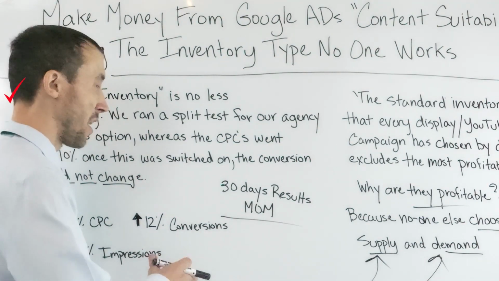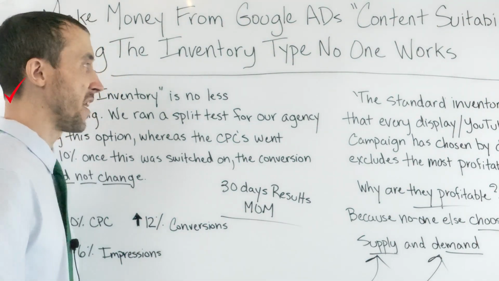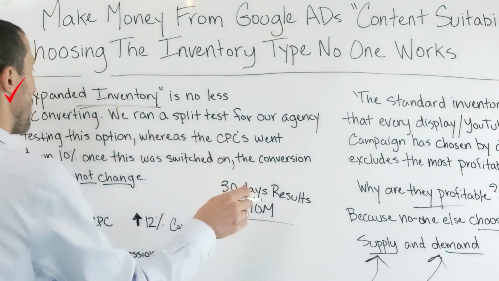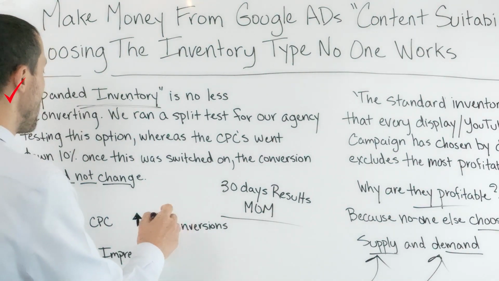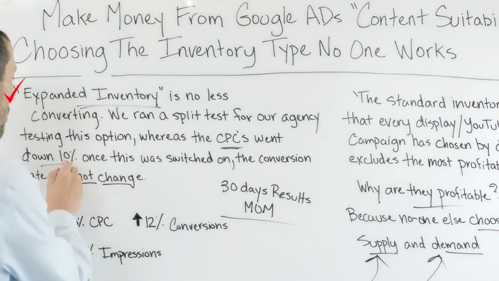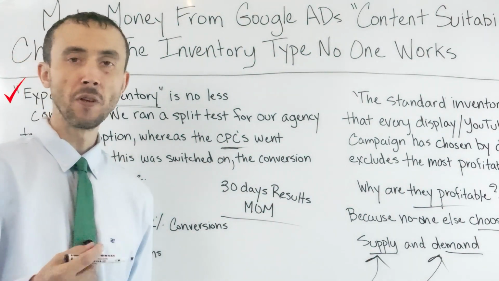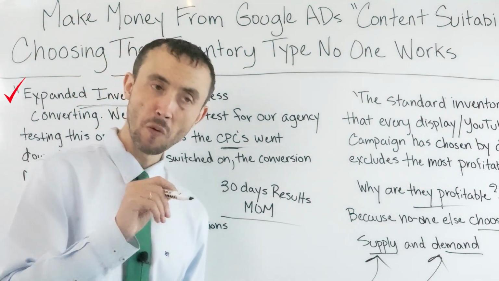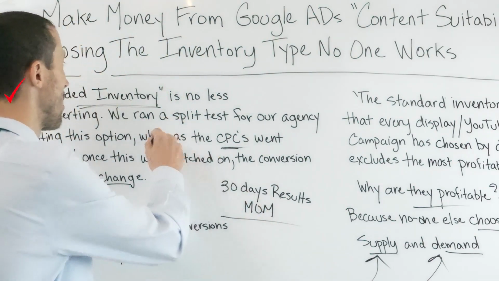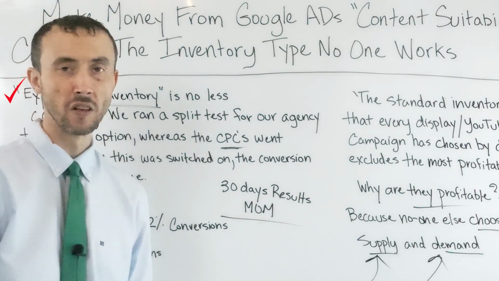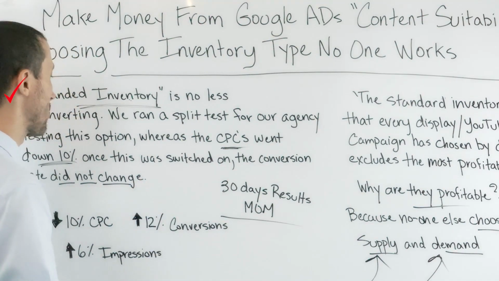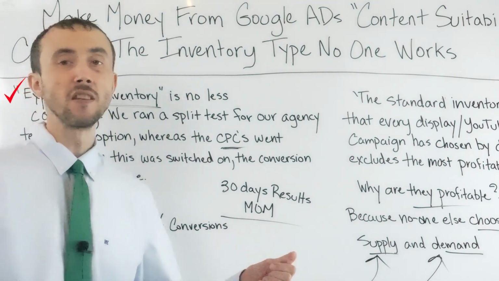Instead of having this weird conversation with a client to test this, we just tested it with our own stuff. We turned on the expanded inventory and found that the cost per click was roughly 10% less than what we were paying for a click through our video before, simply by turning on the expanded inventory under content suitability. On top of that, if you're wondering if it converts as well, it basically converted the same as it always did.